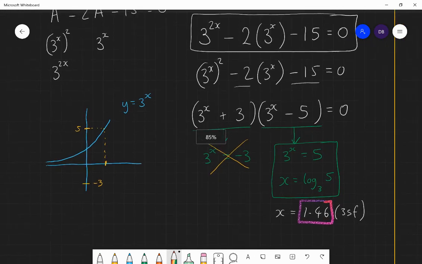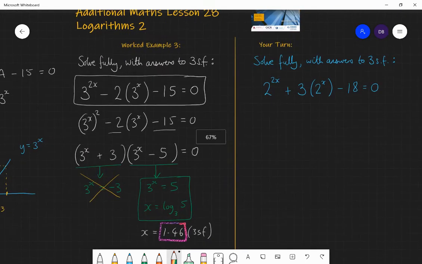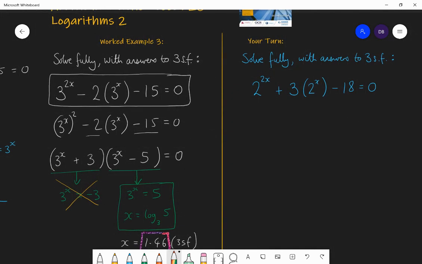Okay, so have a go at this similar hidden quadratic here. Solve fully with answers to 3 significant figures: 2 to the power of 2x plus 3 lots of 2 to the power of x minus 18 equals 0. Pause the video, have a go, and then I'll show the answers.